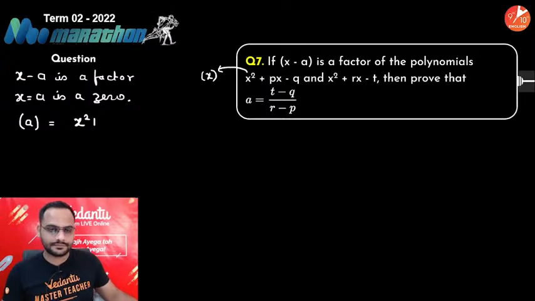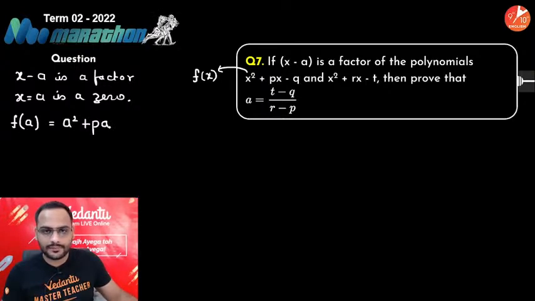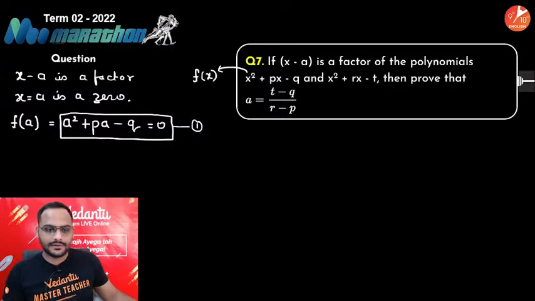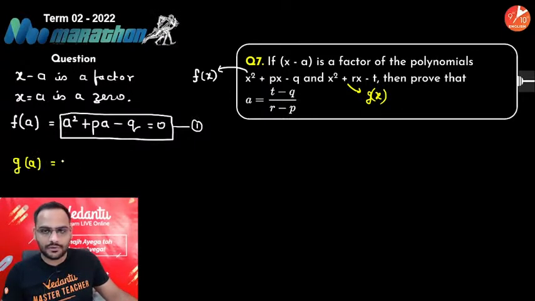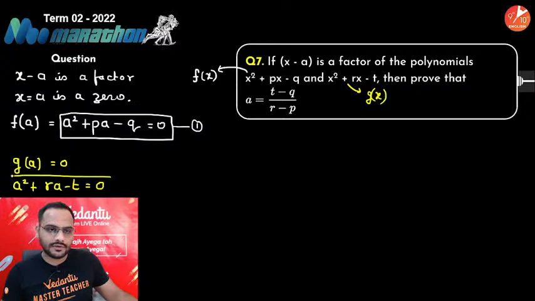Chalo. Say this is f of x. So f value of this polynomial at x equal to a will be a square plus p into a is pa minus q. And since x equal to a is a 0, this value must be equal to 0. This is my first equation. Similarly, second mein guys, let us say this is another polynomial gx. So value of this polynomial at x equal to a must be equal to 0. So we'll be getting a square plus ra minus t is equal to 0. This is your second polynomial, second equation.